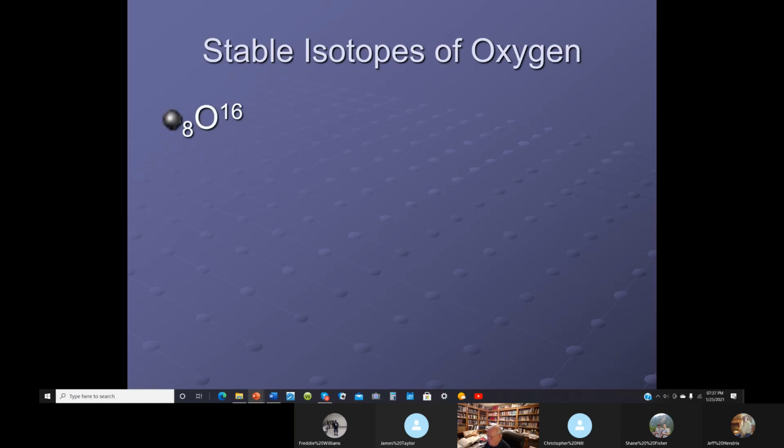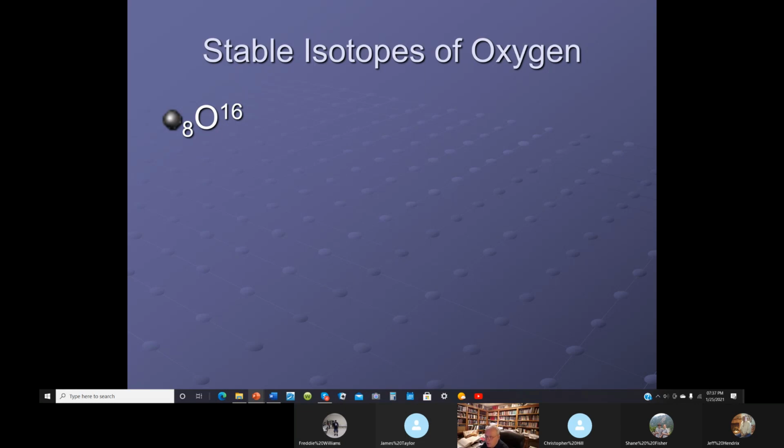Okay. Normal oxygen has 8 protons in the nucleus, and it has 16 particles in the nucleus, which means it has 8 protons and 8 more particles. I'm sorry, I said neutrons. 8 protons in the nucleus, and it would have 16 particles. So it would be 8 protons plus 8 more, which would be 8 neutrons.